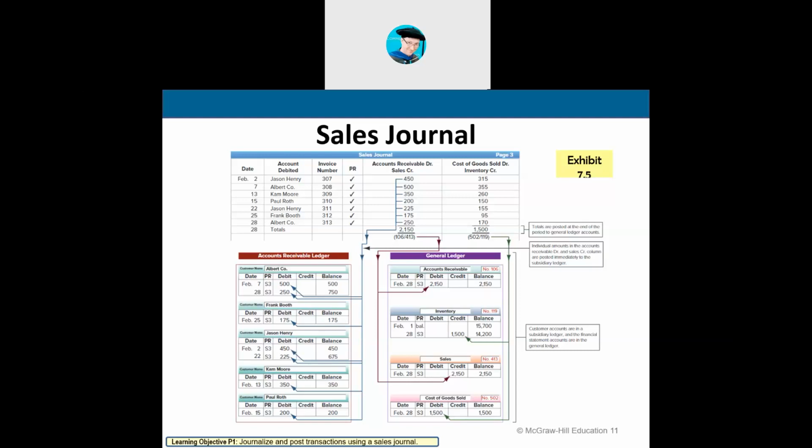So looking at this example, at the end of February 28th, I've added up all of my accounts receivables. And my accounts receivable is 2,150, debit because it's an asset account, increase in asset, you debit it, right? And credit sales, 2,150. And so I've affected both of those general ledgers. And when you do this in an accounting system like QuickBooks or whatever, it's automatic. As soon as you enter the journal entry, it'll automatically post to these general ledgers.